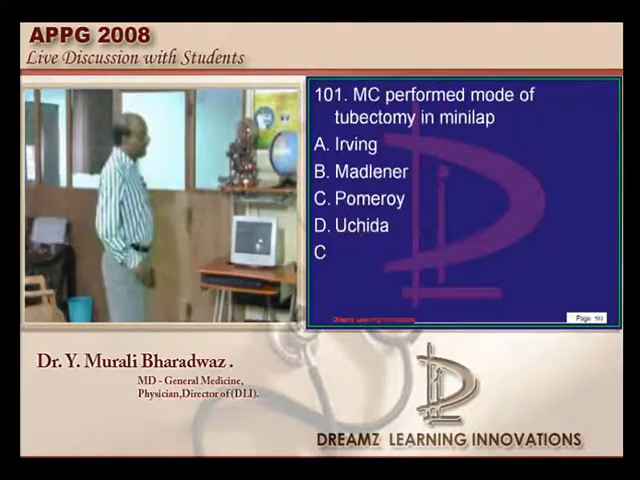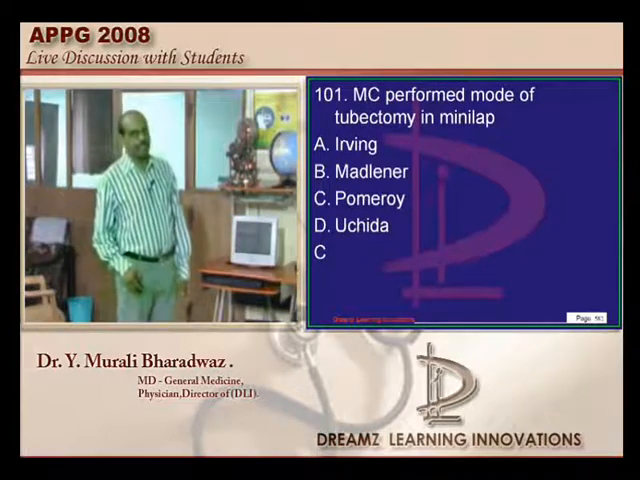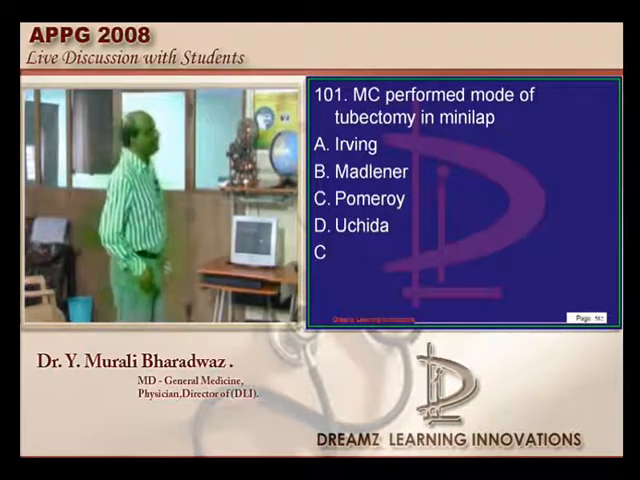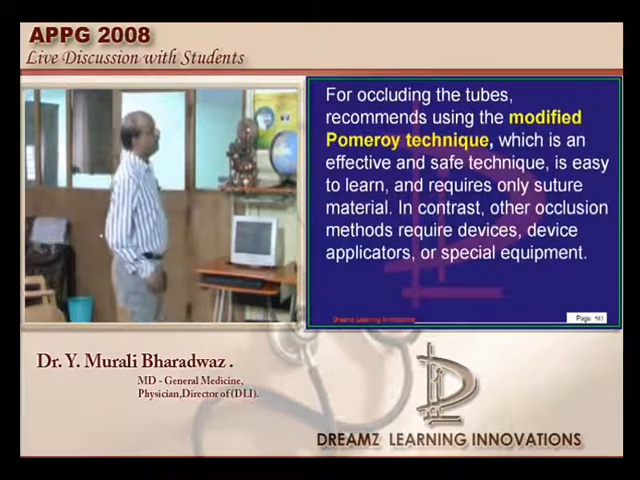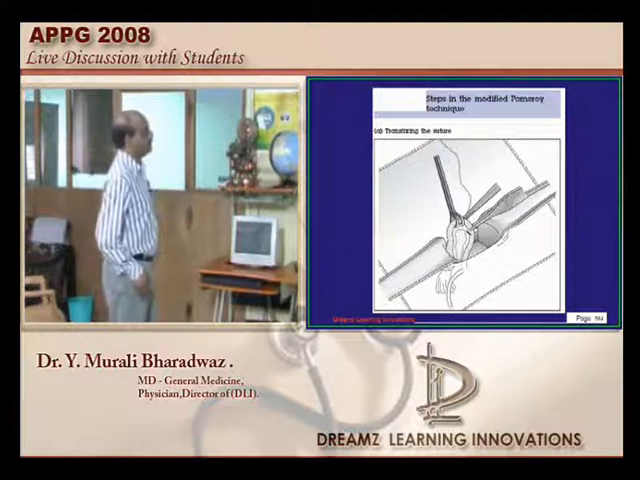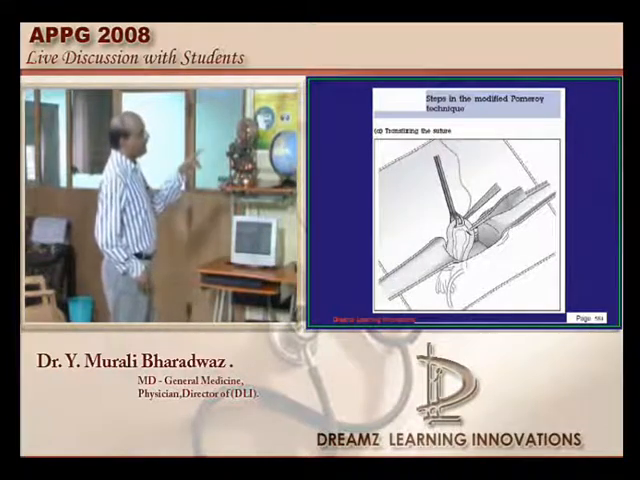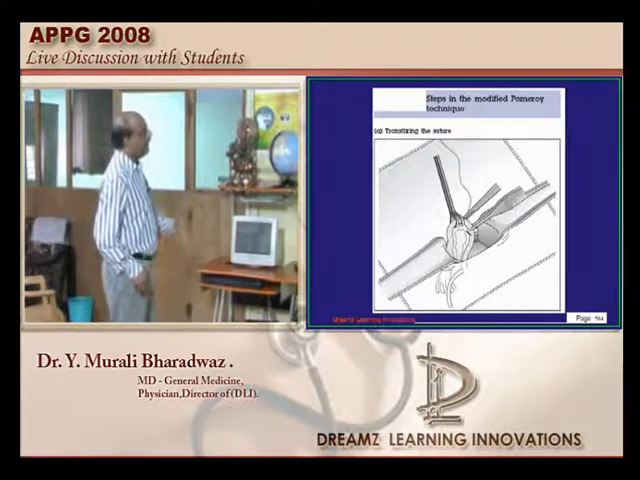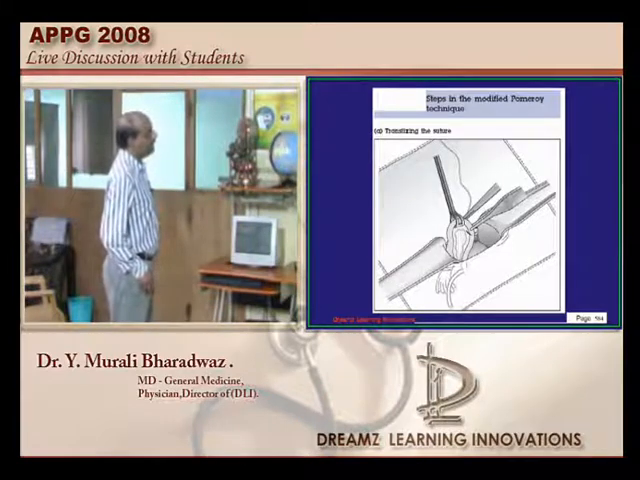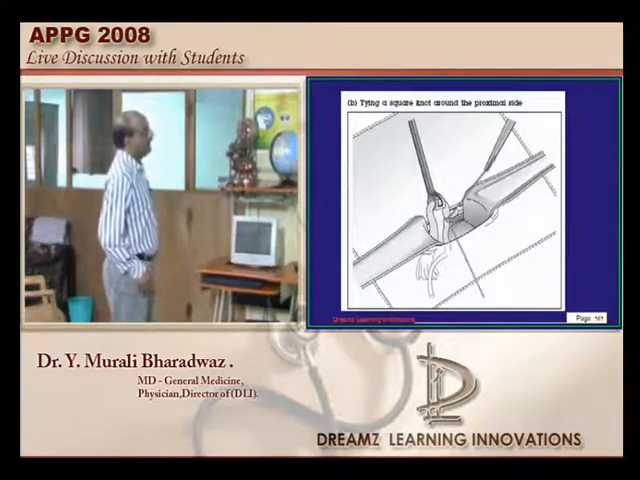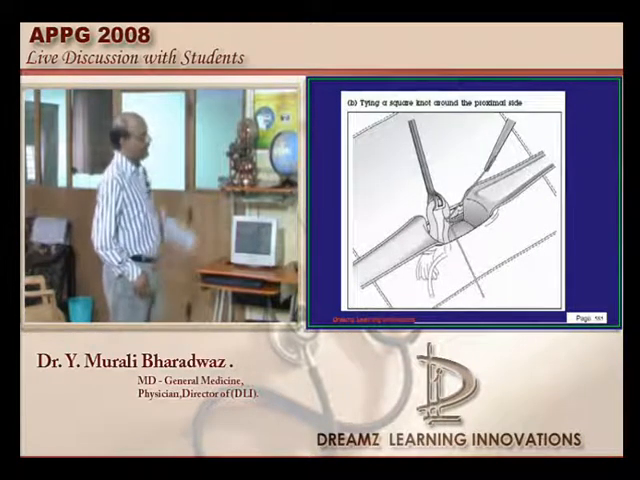Now if you are doing mini lap, what is the method that you want to choose? It is a Pomeroy technique which can be modified. Pomeroy technique is the one which is used. You will be transfixing the tube with a suture, and you will be tying the square knot around it, and then you will be tying the distal end, and then you will be tying off the loop and cut the proximal side of the tube. That is how you basically operate.